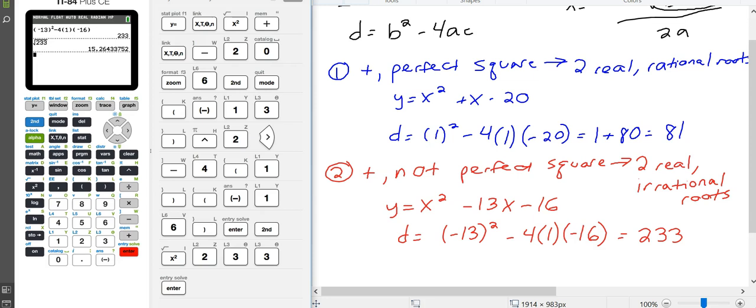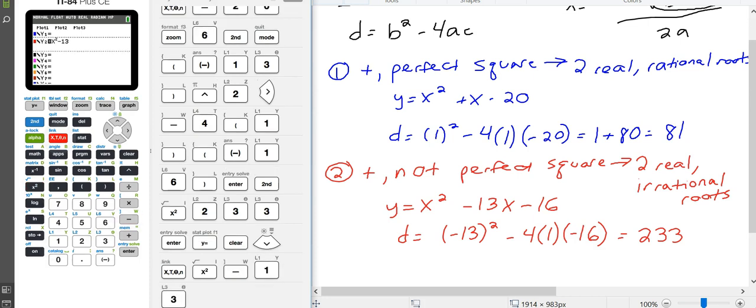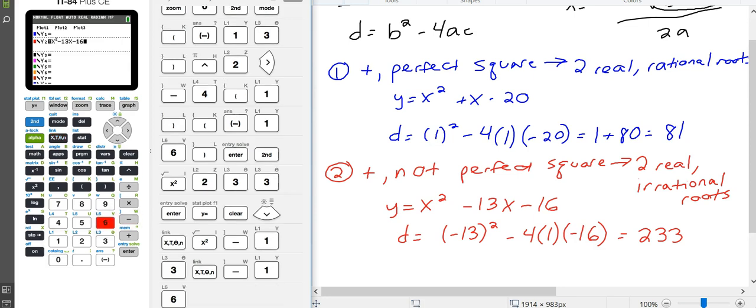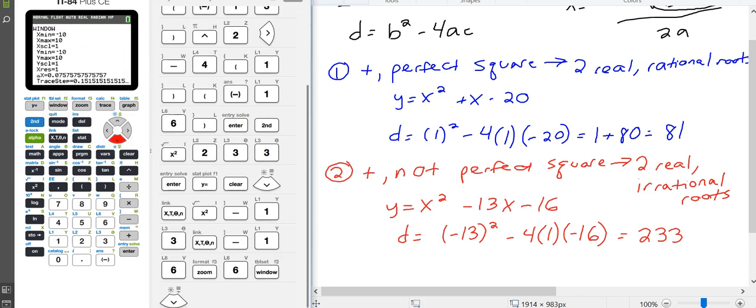And let's check that on the calculator. We're going to go into y equals. Let's graph it in y2 because I wrote in red. x squared minus 13x minus 16. And we could use Zoom 6. Zoom 6 only shows us one of our roots, so that means that our other root is somewhere out over here. So we're going to have to make our x max greater. Let's make it 25.